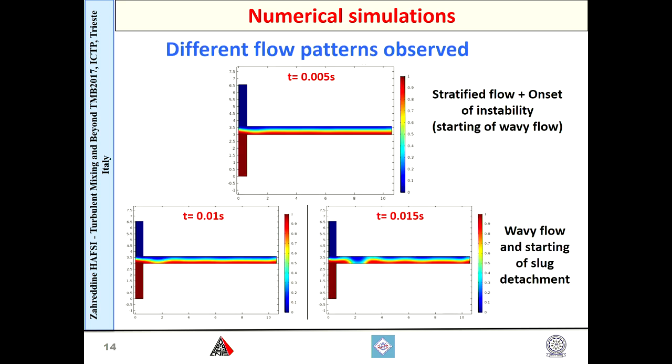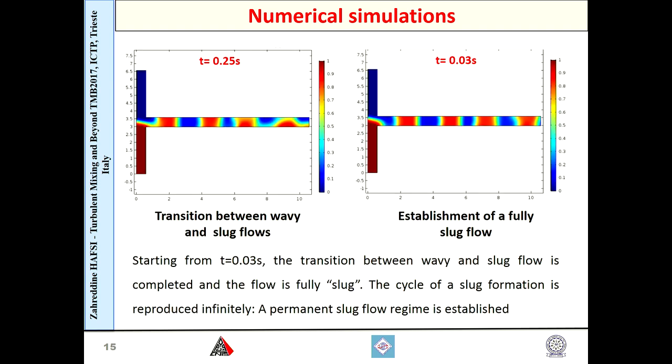What are the different patterns that we have observed? There is a noticeable disturbance that starts at t equal to 0.05 seconds. What we see is stratified flow plus onset of instability. There is some stratification, and there is a kind of instability that occurs here. This is the starting of wavy flow. Here we can see the wavy flow, and there is the start of slug detachment. The slug will detach here. Here we can see, and then these are the slugs.